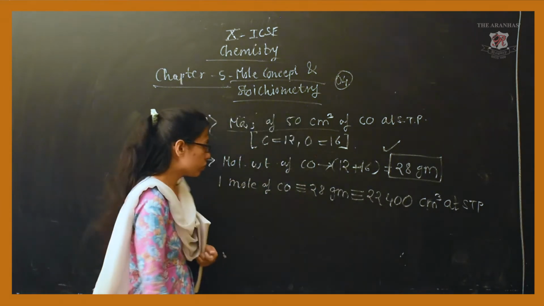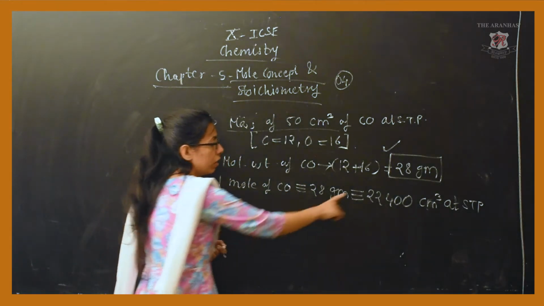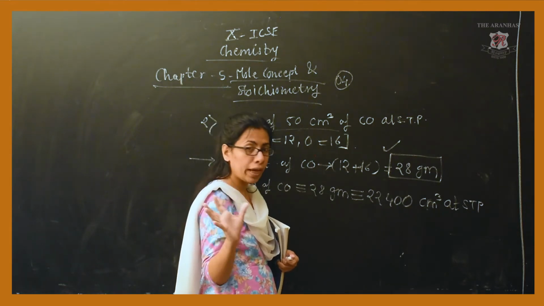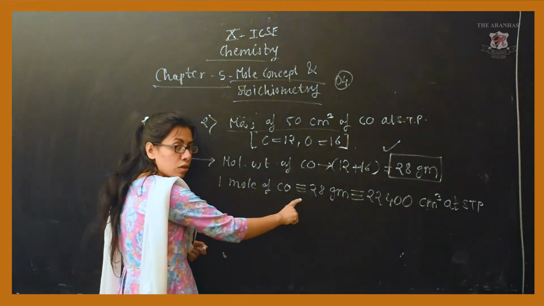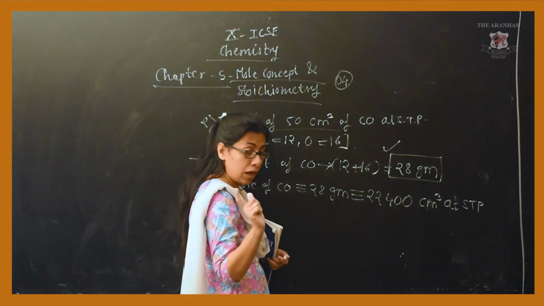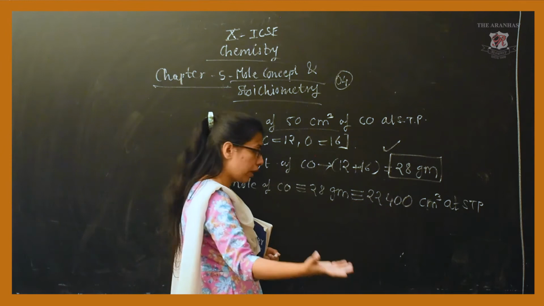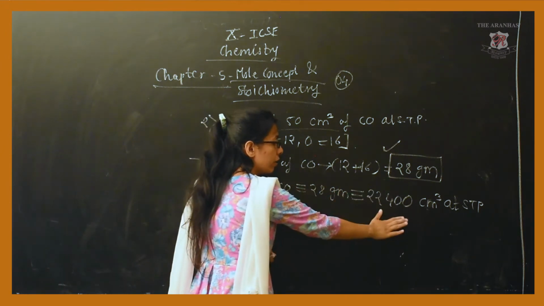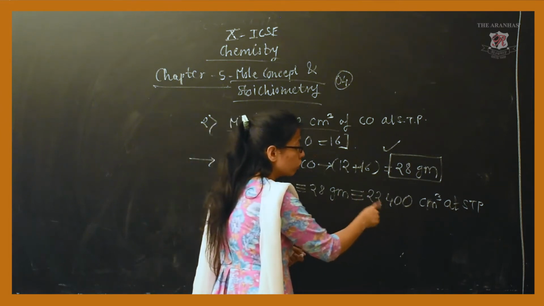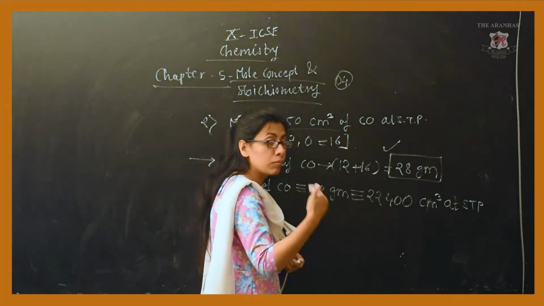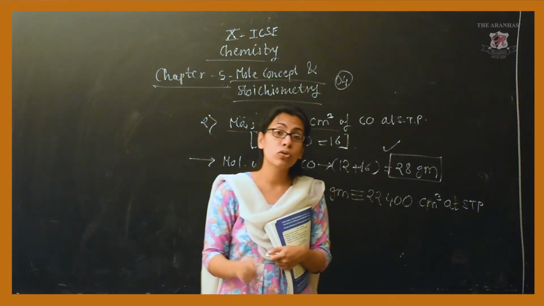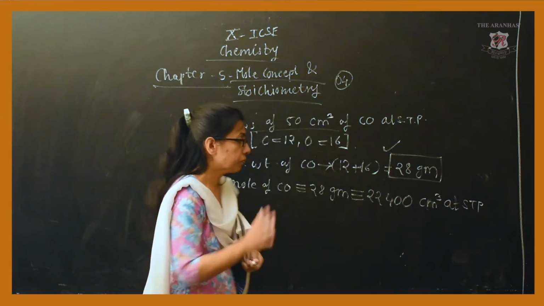Fine? Understood what I said? I first of all found out the molecular weight. I used this relation: 1 mole of CO is equivalent to 28 grams, which is equivalent to, it occupies how much volume? 22400 centimeter cubes at STP. These values you are supposed to keep in mind.